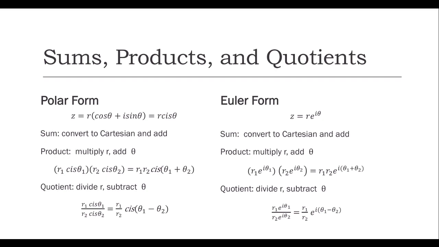For the product, you're going to multiply your modulus, so your r values, and add your arguments, so your thetas. And you'll do that with both Euler and polar forms. And then for a quotient, you're going to divide your r values and subtract your theta for both of them. We'll do some practice problems with those later, but for now, here are the formulas.